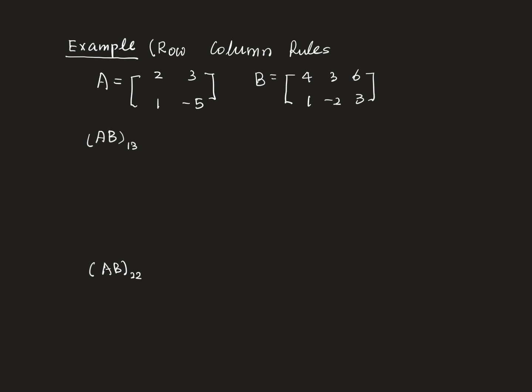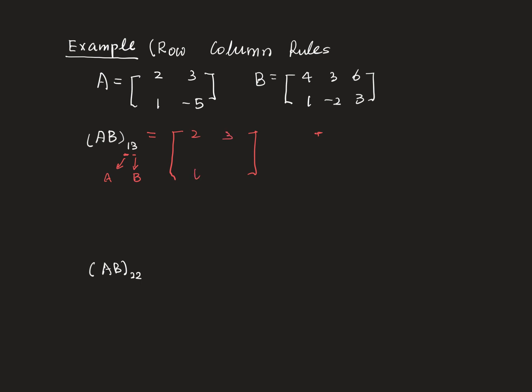Okay, let's do this one using the row-column rule, guys. They say what? First row, look at that very carefully: first row and third column. The first row comes from the A matrix, and the third column comes from the B matrix. So how can we find this one? Let's see, guys, here.